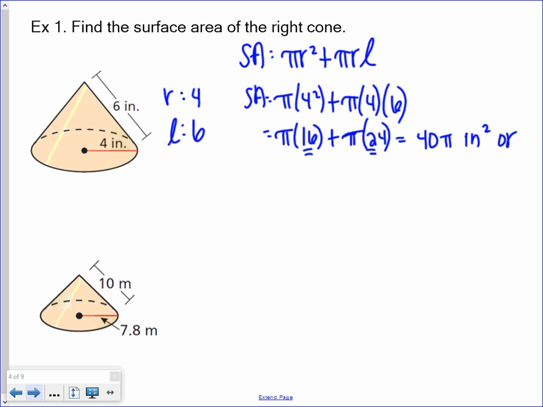To the nearest tenth. 125.7 inches squared. Great. Try number 2 on your own, please.